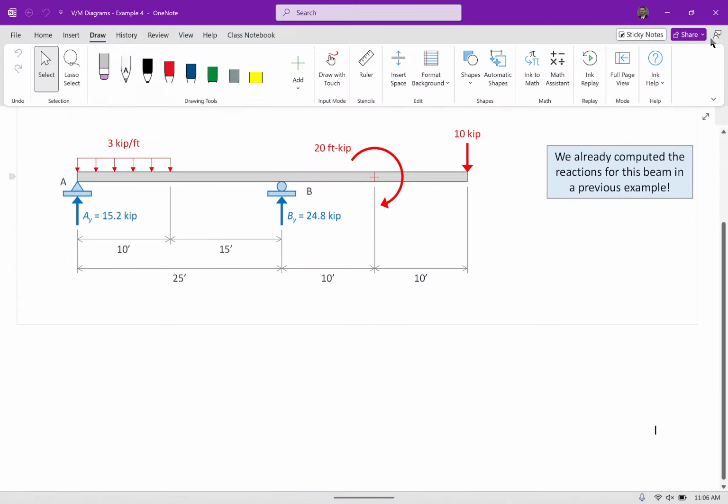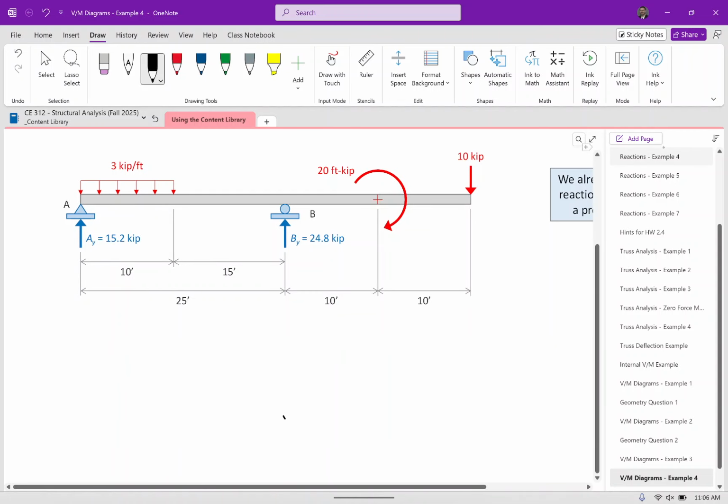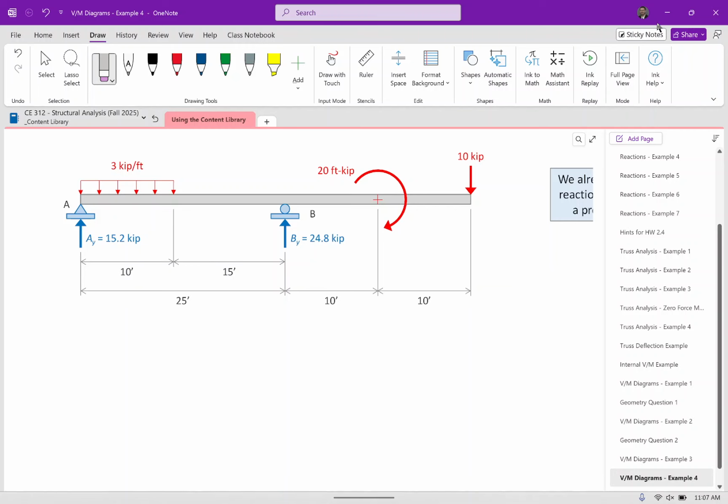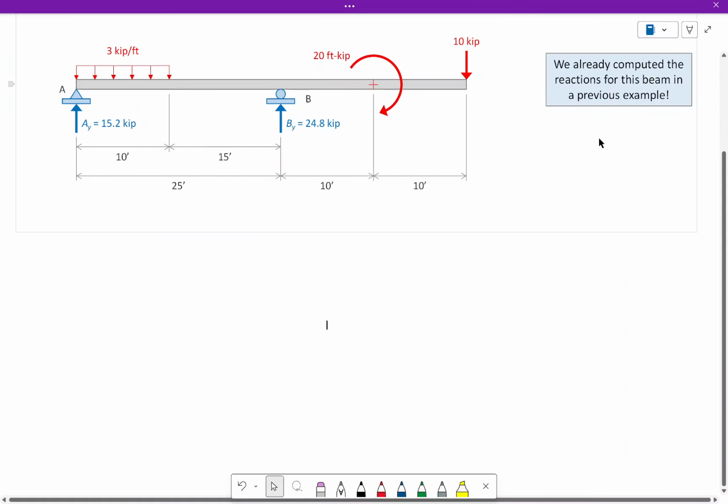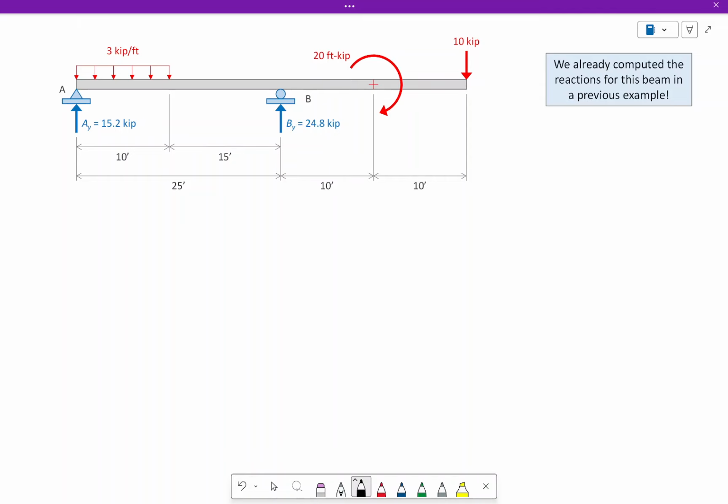Hold on. Oh, okay. I don't know what was happening there. My pen didn't seem to want to connect for some reason. Let's try it again. Okay, that works.